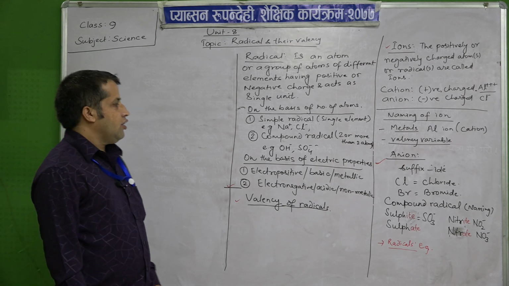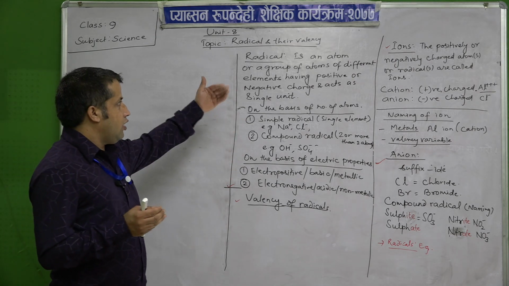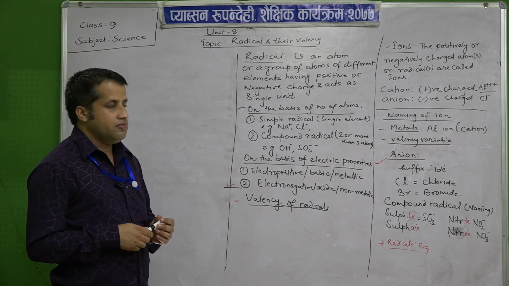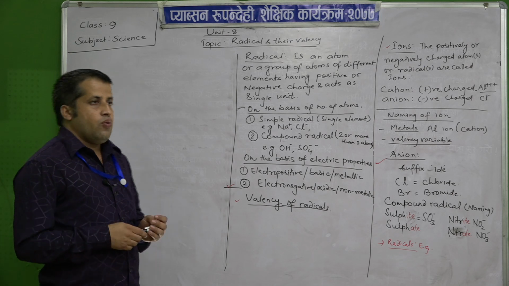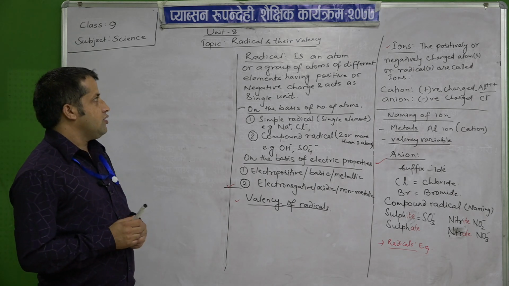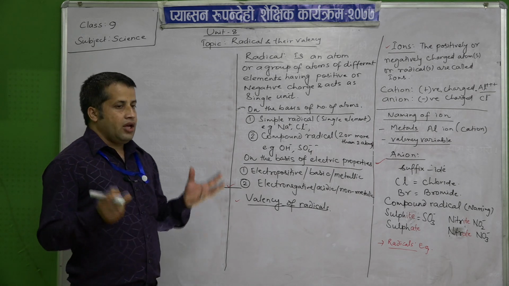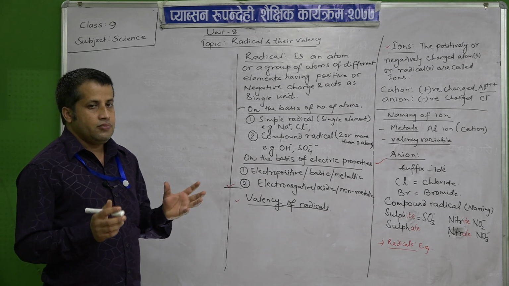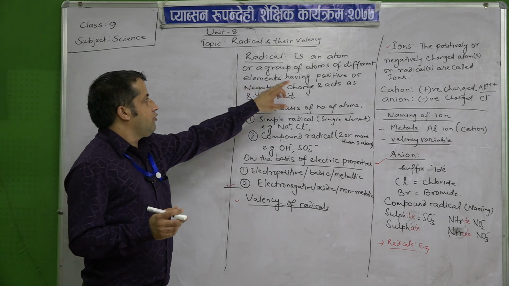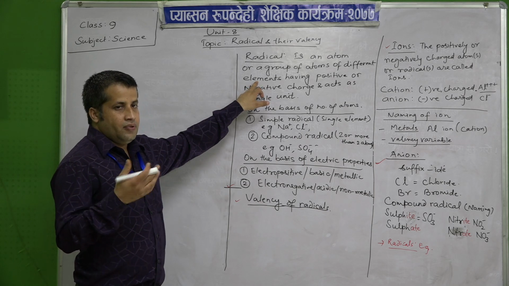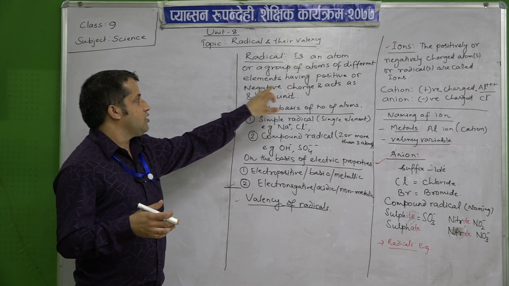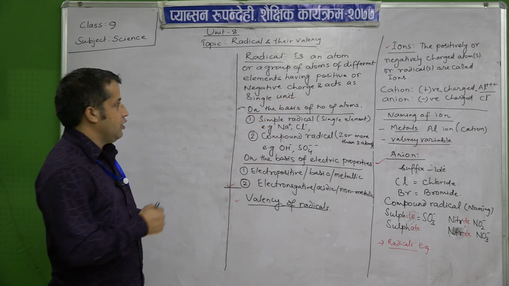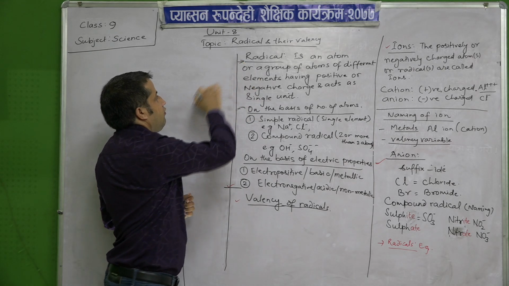I told you yesterday that we will start with radicals. So, we start now with radicals. What are radicals? Radicals are an atom or group of atoms of different elements, having positive or negative charge, which act as a single unit. This is the definition of radicals.